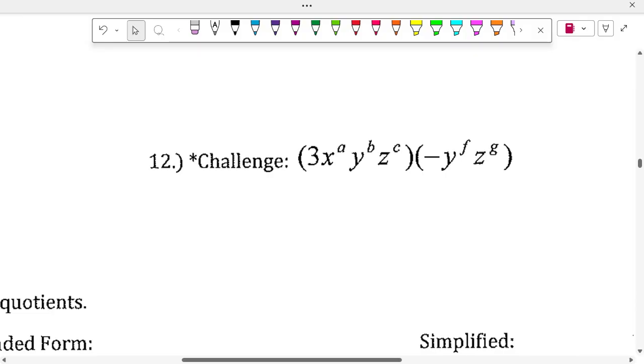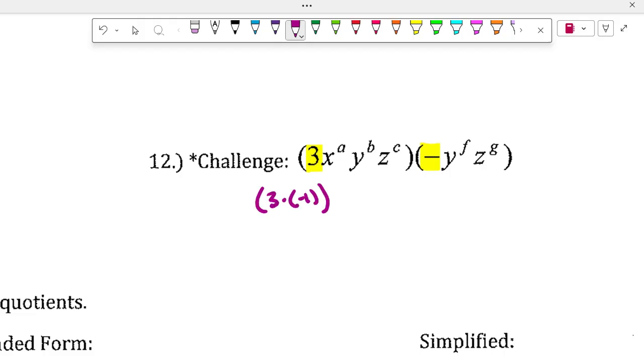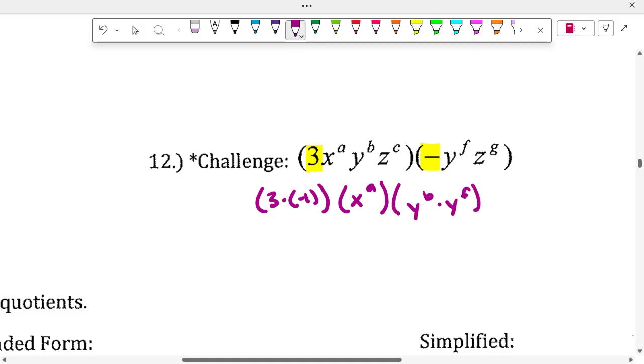So, let's just talk our way through this. If I reorganize this, starting with my coefficients, this will be 3 times negative 1. The x's, so x to the a, has nothing to multiply to itself. Y to the B times Y to the F. And then Z to the C times Z to the G. Now, these are exponents that are not powers, they're letters.